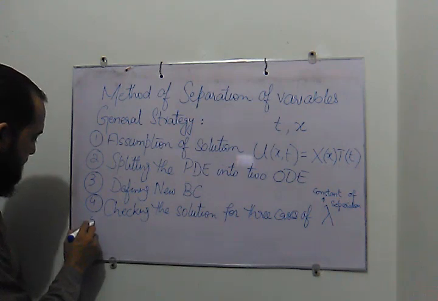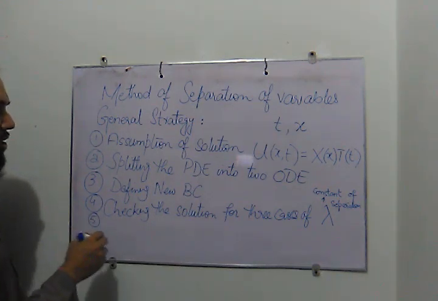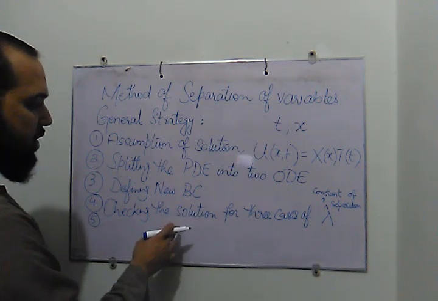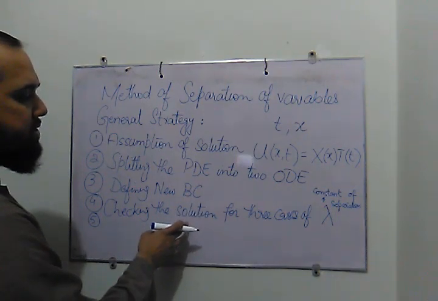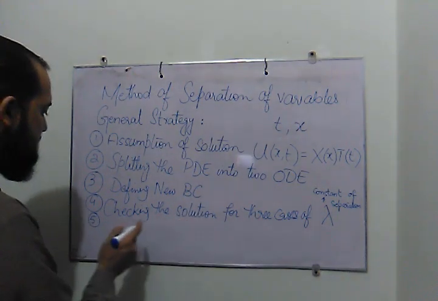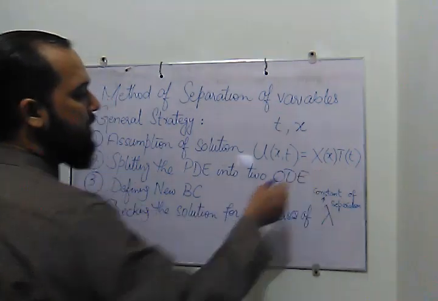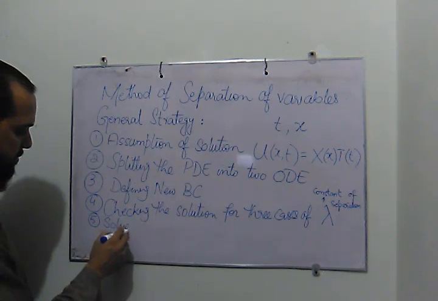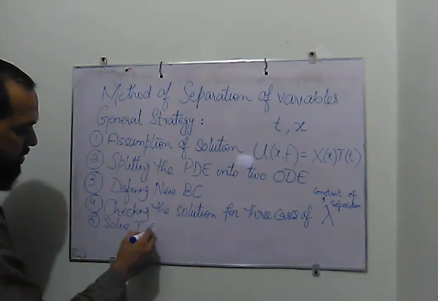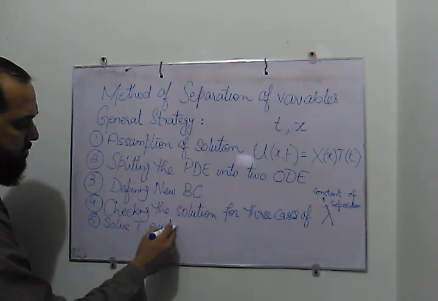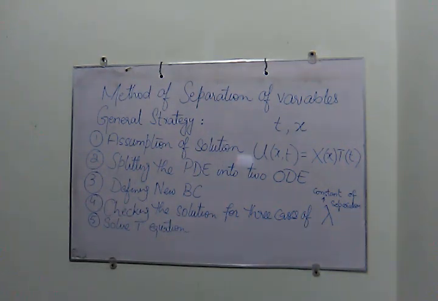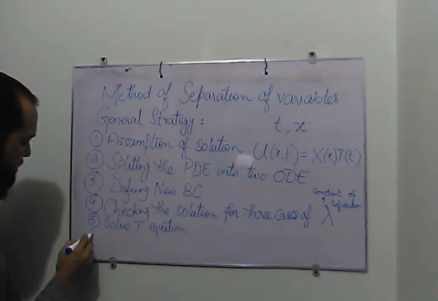Then, since we have two differential equations, first we solve one differential equation which depends on x for three cases of lambda. Since we have another variable, we solve that equation, I call it the t equation, and we find the general solution.